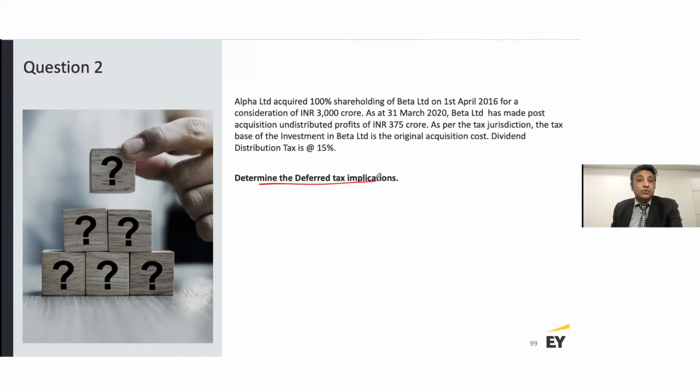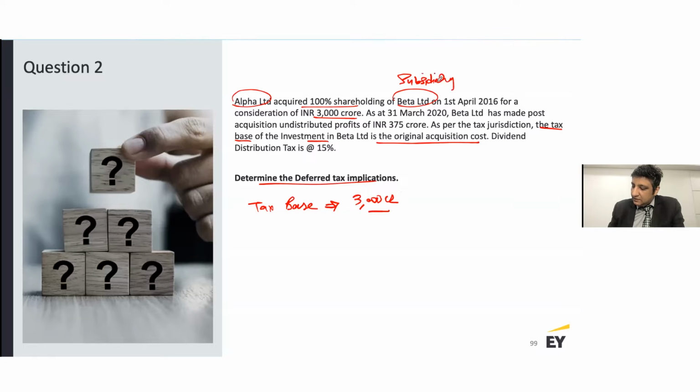Now, the thing that you want to understand here with the given information is that the tax base of the investment is the original acquisition cost, which means that in the books of Alpha, the tax base is 3,000 crores. All right. Now, the relationship between Alpha and Beta, as you would observe, is that Alpha has acquired 100% shares. It means that Beta is a subsidiary, and whatever profit is earned by Beta, of course, would be attributable to Alpha. And there's no dividend being paid.